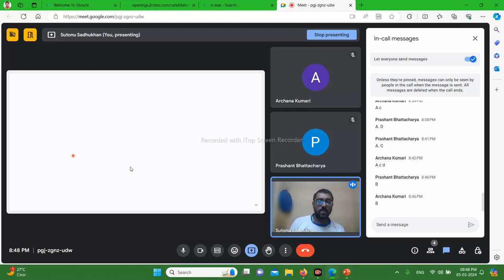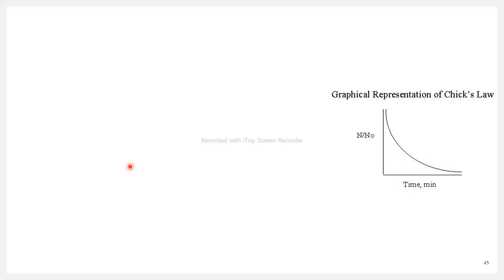Now the Chick's law problem, as Prashant was asking initially, we'll solve a couple of problems based on that. If you plot N by N naught with respect to time, then you will see an exponential kind of decay. So it has an asymptotic nature. After a certain time, the rate of decay will decrease. So it is the graphical representation of Chick's law.